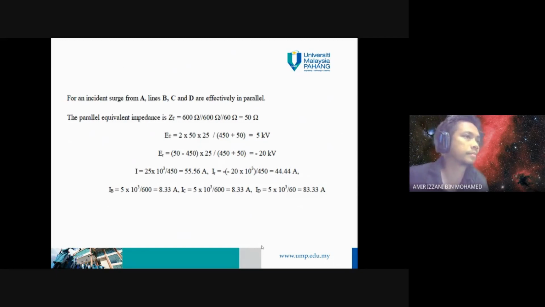Firstly, determine the parallel equivalent impedance after the junction. We can see that 600 is parallel with 600. This is B, C, and D. After calculation, we got this one. So this is after the junction. ET equals 2 times 50 times 25 over 450 plus 50, equals 5 kilovolt.